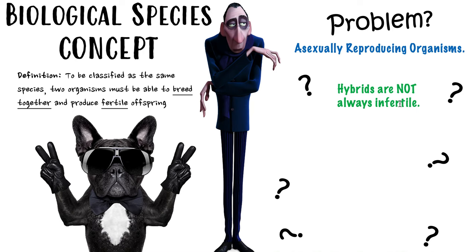So there are some exceptions to the hybrid idea of being infertile. Okay, next one, extinct species. So what about extinct species? Because if a species is extinct, how can we figure out if they were able to reproduce? For example, how do we know for sure that dinosaurs were able to reproduce? Some dinosaurs, we don't even know if they're the same species or not, because we could never figure out if they could reproduce or not because they're extinct. So this definition is also not good for explaining extinct species.